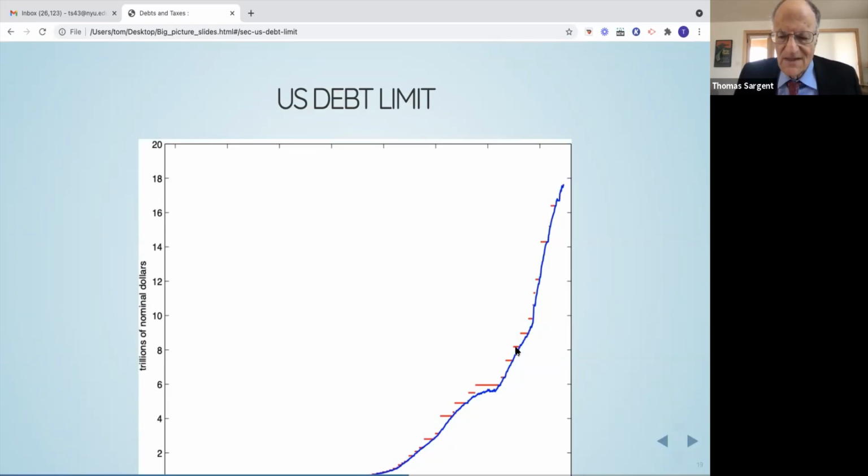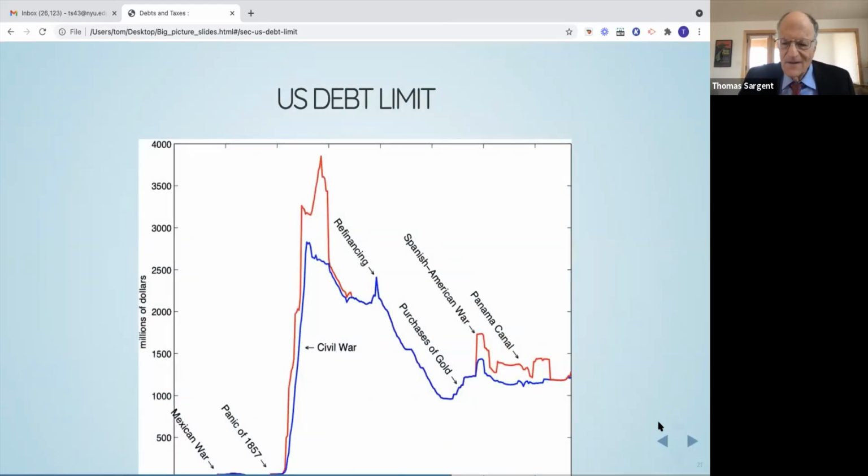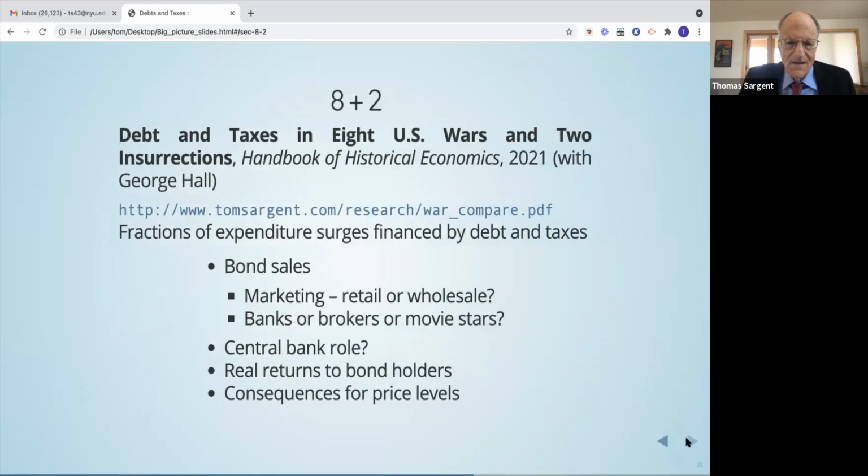There's some good economics and history to be done. Kenneth Garbade wrote a book that has pieces of the puzzle. Now I'm going to tell you about two more papers and then I'm going to stop. George and I have this paper, just came out in the Handbook of Historical Economics. It's called 8+2: Debt and Taxes in 8 US Wars and 2 Insurrections, you know, the revolt against Great Britain and the Southern revolt against the United States.